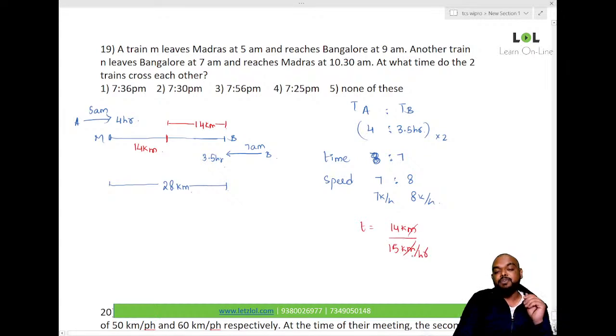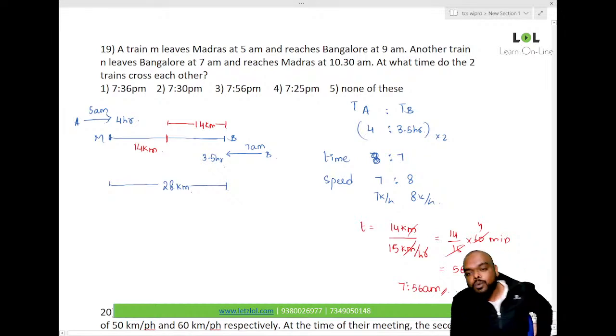Kilometers cancel. This will be 14 by 15 hours. 15 goes to the numerator. Hours go to the numerator. Let us convert it into minutes by multiplying with 60. So this will become minutes. 15 ones are 15, 15 fours are 60, so 14 fours, 56 minutes. So they need 56 minutes from 7 a.m. Means they will meet at what time? 7:56 a.m. Sangram, perfect answer.